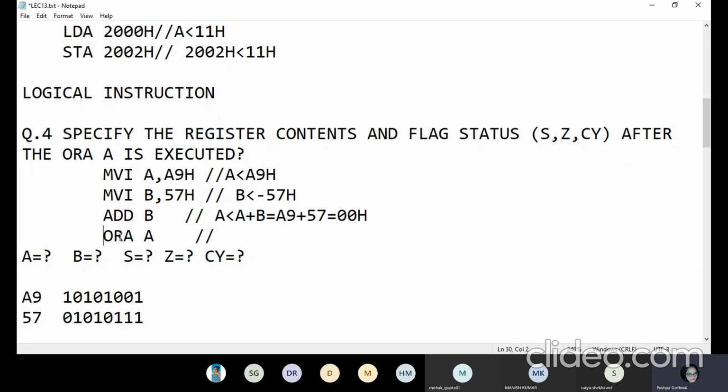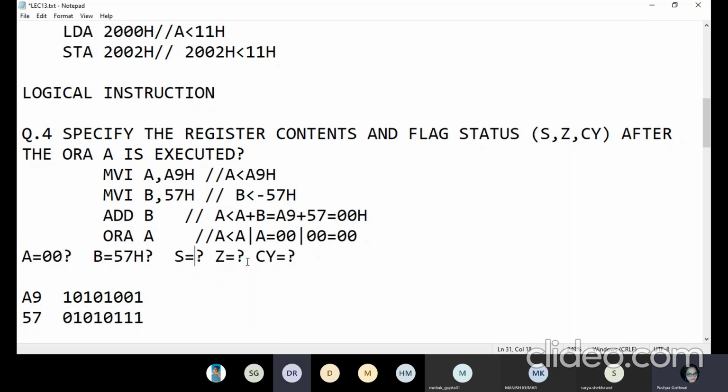Okay, then they are saying you have to OR. So in ORing, what you have to do? A OR with A, this is the symbol of OR. So what content is stored in A right now? 0 0. So when you are ORing 0 0 with 0 0, what answer are you getting? 0 0. So what is the value of A after the execution of ORA? 0 0. And what is the value of B after ORA? 57. Yes, it's not modified, so it's 57.